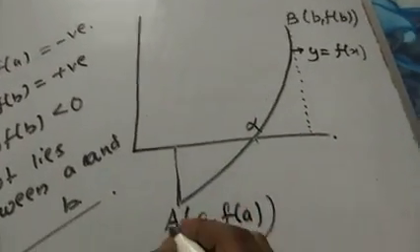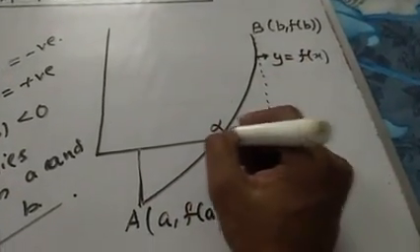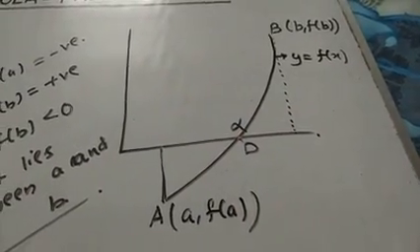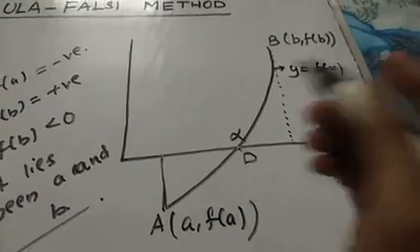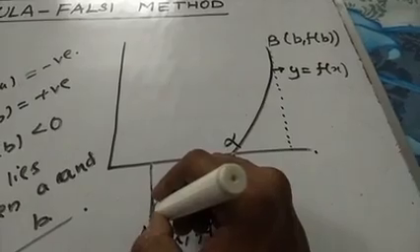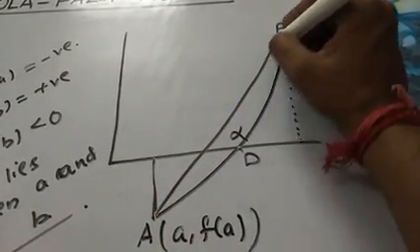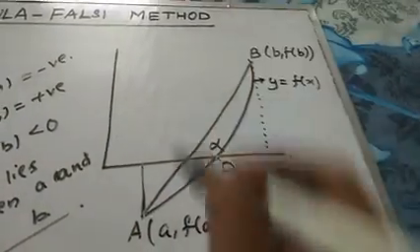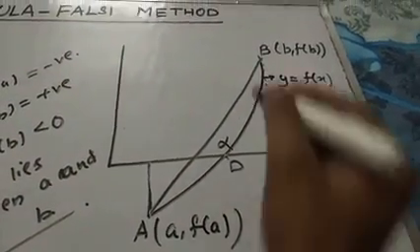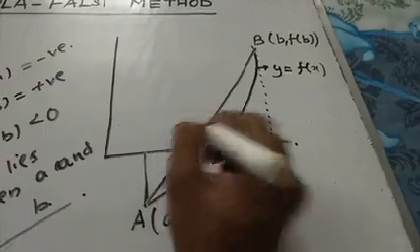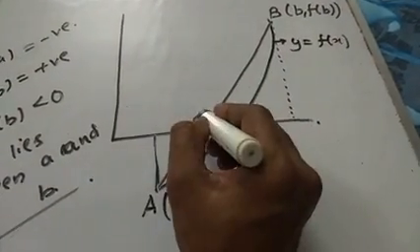Now what we will do: this is the curve, this is the point A, this is the point B. Now we will draw a chord joining these two points A and B. So we have drawn that. This is the chord AB, which joins the two points A and B and cuts the x-axis at a point. We name this point C.